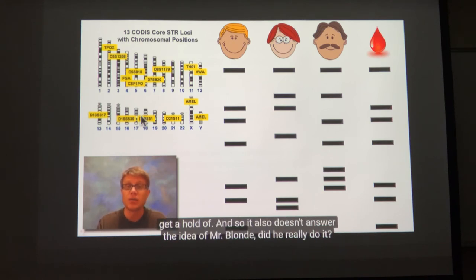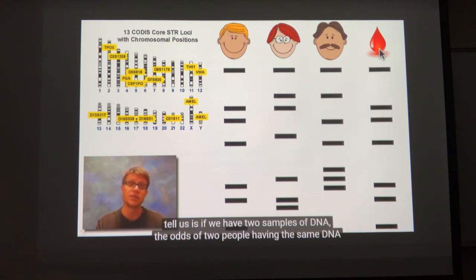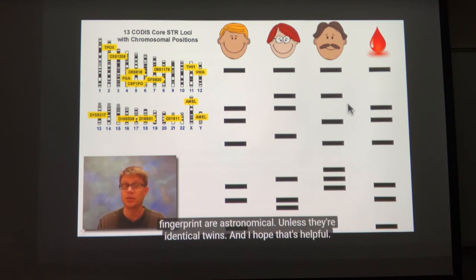And it also doesn't answer the idea of Mr. Blonde, did he really do it? I mean, did the police frame him and then contaminate the blood? So we don't know that. All it does tell us is if we have two samples of DNA, the odds of two people having the same DNA fingerprint are astronomical, unless they're identical.